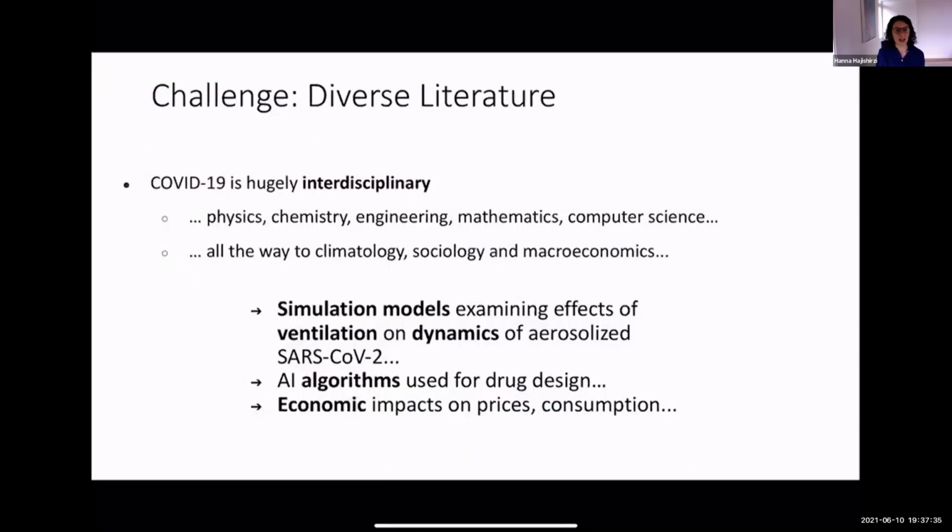So what is the big challenge in the COVID-19 domain? There is a really important challenge going on here, which is that it is hugely interdisciplinary. We have a lot of papers in COVID-19 with a lot of research areas involved: physics, chemistry, engineering, mathematics, computer science, even economics, and so on. For example, we have sentences like this in the papers, like simulation models examining effects of ventilation and dynamics of SARS-CoV-2, or AI algorithms used for drug design, or economic impacts on prices, consumption, and so on.